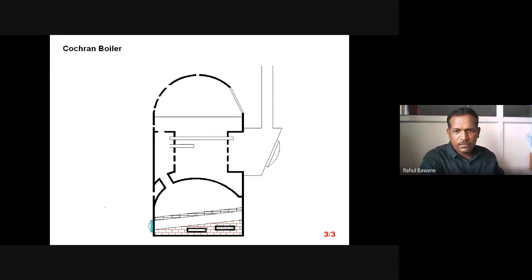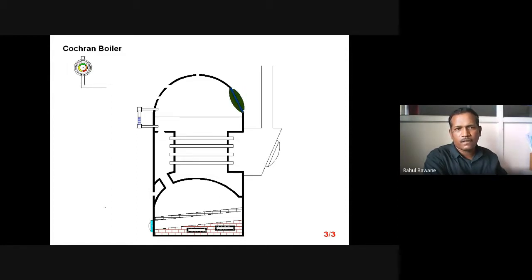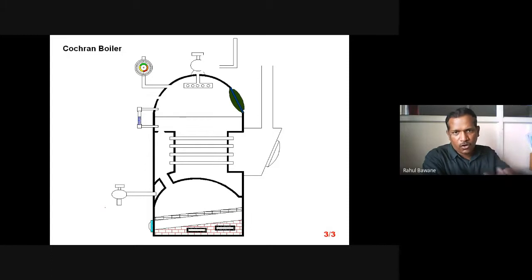There are tubes, no doubt, but the Cochran boiler is a fire tube boiler. Why? Because the hot gases, the burning gases, will flow through these tubes. So this is a fire tube boiler. Water level indicator: before starting your boiler, you must know how much water is there. Manhole, pressure gauge, then feed water and blow off cock.